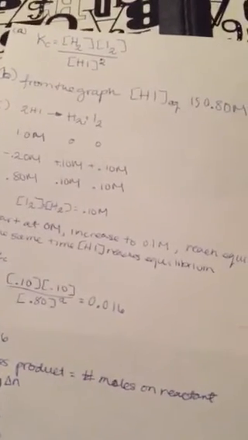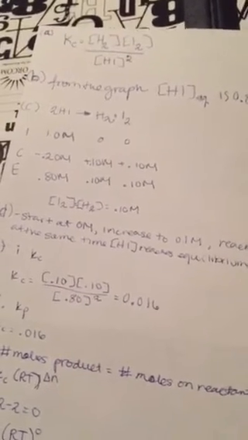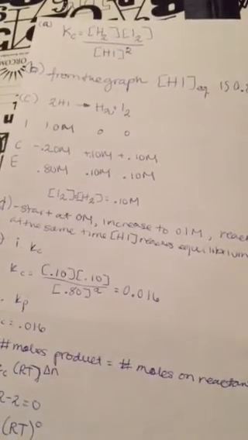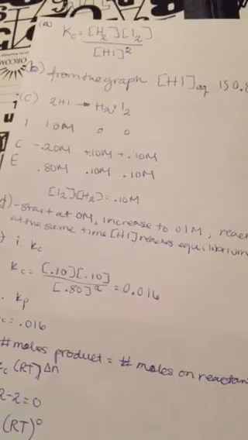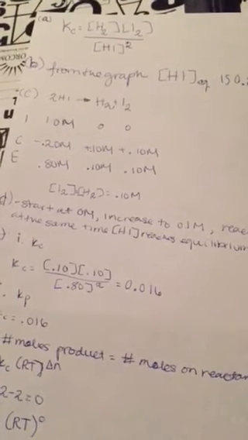Part C is asking to determine the equilibrium concentrations of H2 and I2, so I did an ICE box, and so yeah, I got that H2 and I2 were both 0.10 molarity.